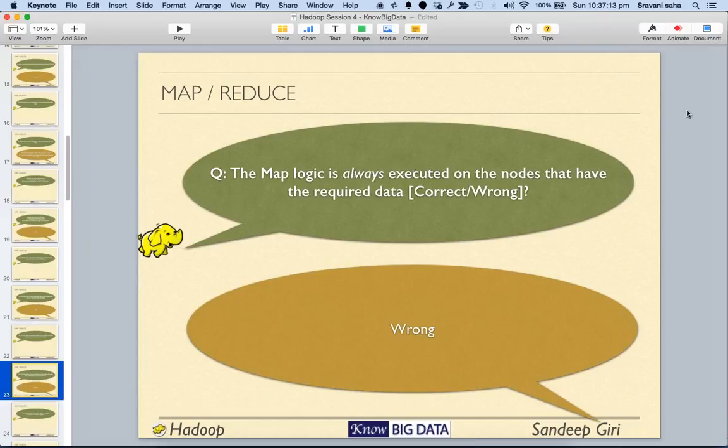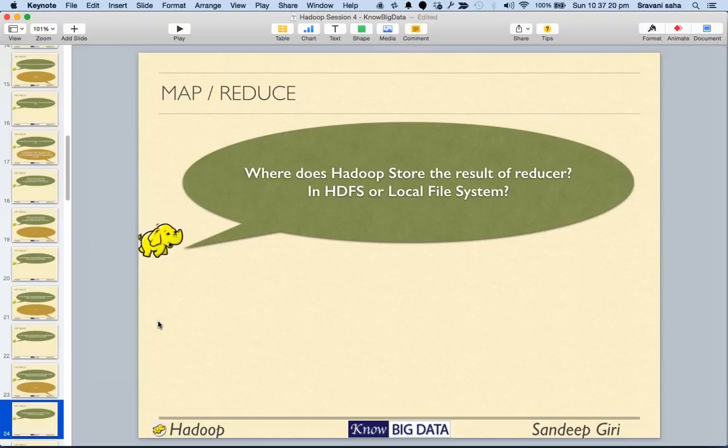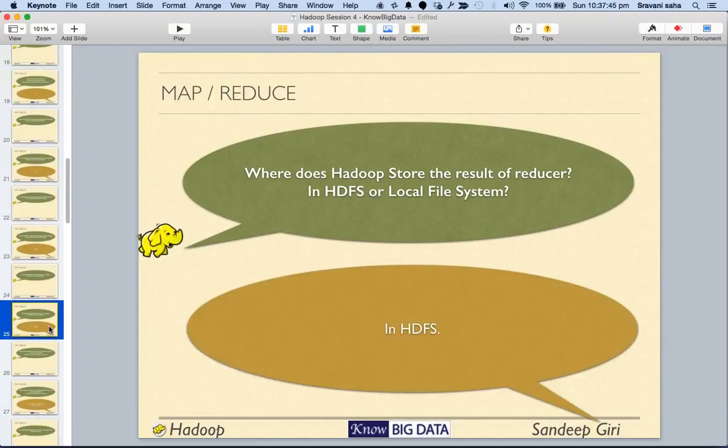Make sense? All right. Now, where does Hadoop store the result of the reducer? In HDFS or in the local machine? All right, it is in HDFS.